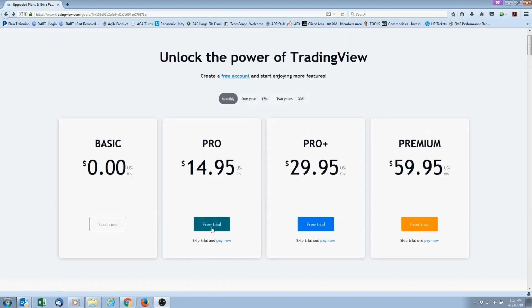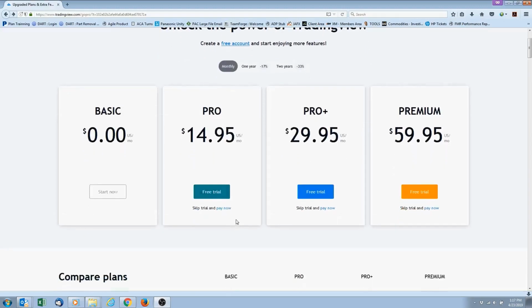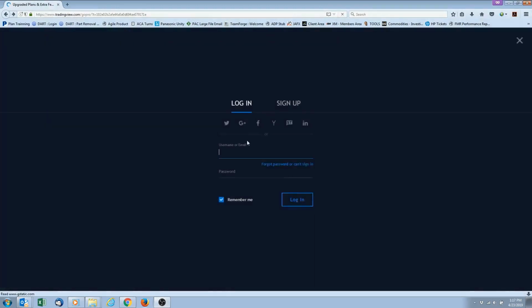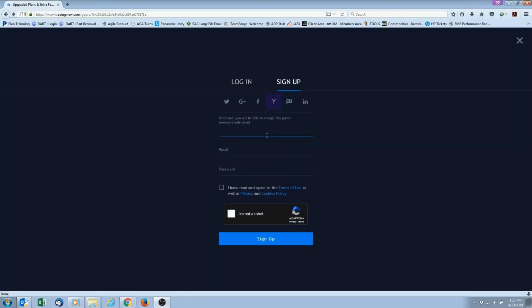And on TradingView, during your trial period, they may offer you some discounts like they did me. During your free trial, they're always going to try to offer you something to lower your monthly fee. So you probably will be lower than $14 a month. If you can afford that, I highly suggest going to Pro or Pro Plus. Just click on free trial. You'll get a 30-day trial. Make sure you're under sign up, and just pick your username, put in your email, put in a password, agree to the terms, say yeah, you're not a robot, and sign up.